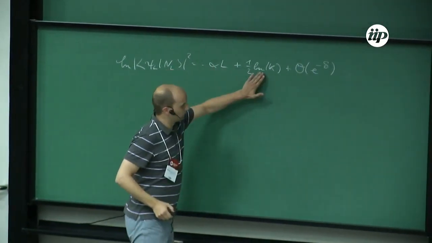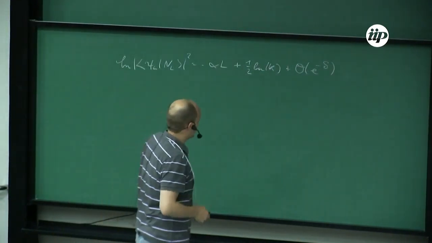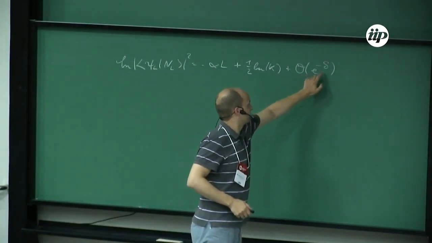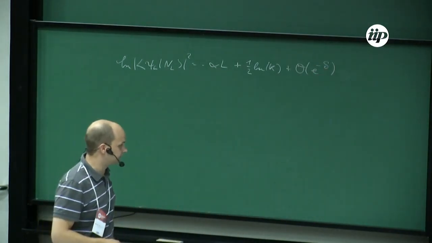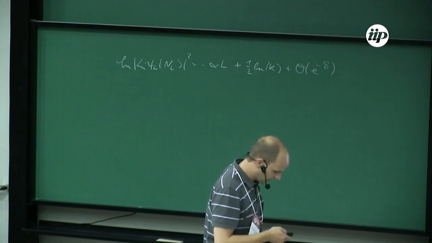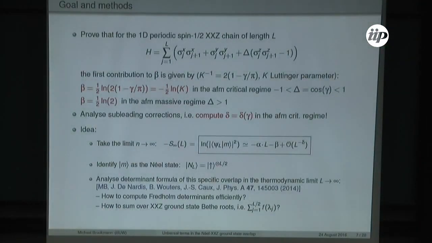So we would like to prove that this is indeed the order 1 correction, and we will also get some information about the higher subleading corrections. Okay. So the idea is that we take in the Rényi entropy the limit n to infinity, and we get this expression, and this is stated here at the blackboard.